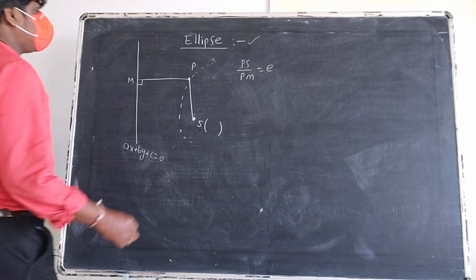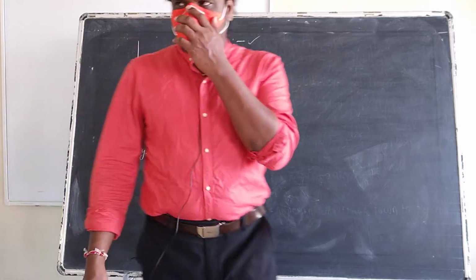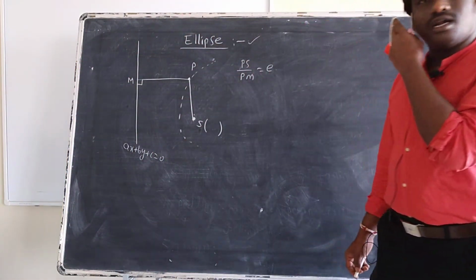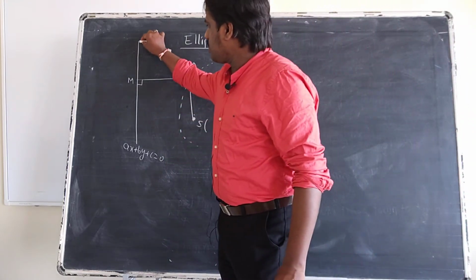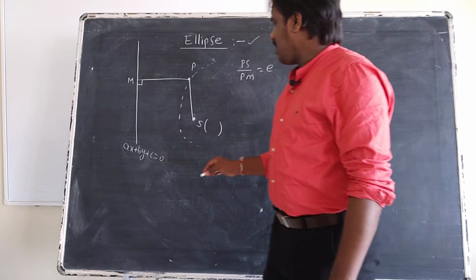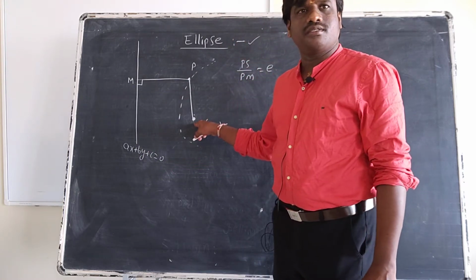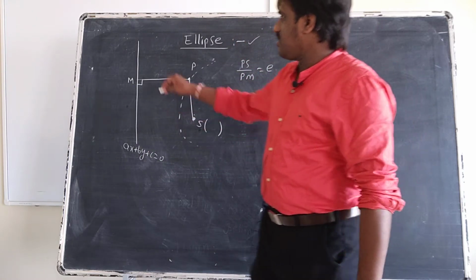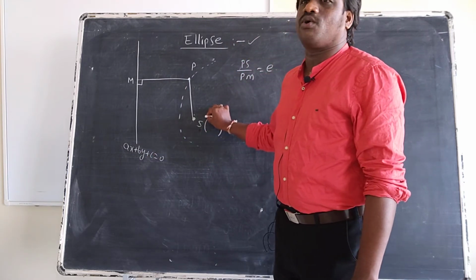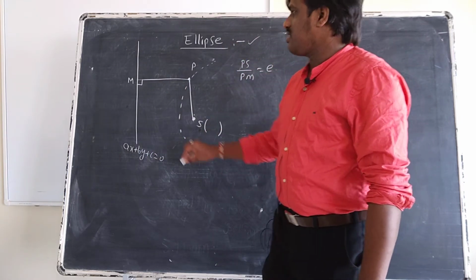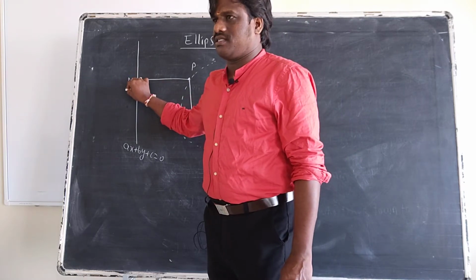So we are going to discuss ellipse. What is an ellipse? Already you know that in a plane, this is a fixed line and this is a fixed point. This fixed point is called the focus, and this fixed line is called the directrix.